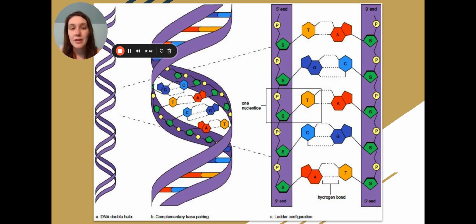All the way on the right, we have a different way of showing DNA. This is called the ladder configuration. So we've got, again, our backbone here, sugar, phosphate, sugar, phosphate, and we have our nucleotides in the middle connecting with our nitrogenous bases, connecting via a hydrogen bond. So this right here is one nucleotide, right? Because one nucleotide has a phosphate group, a sugar, and a nitrogenous base. Hoping that you're with me so far.